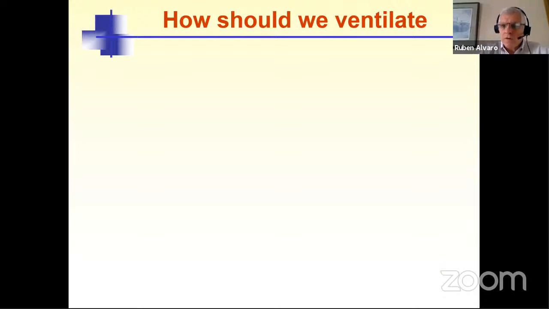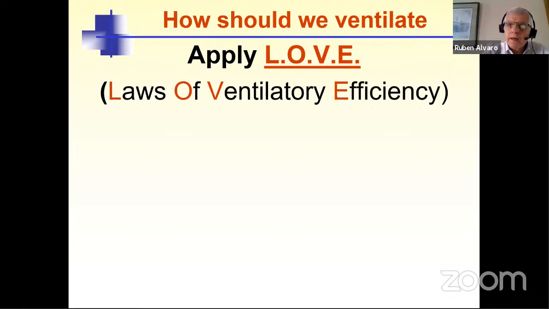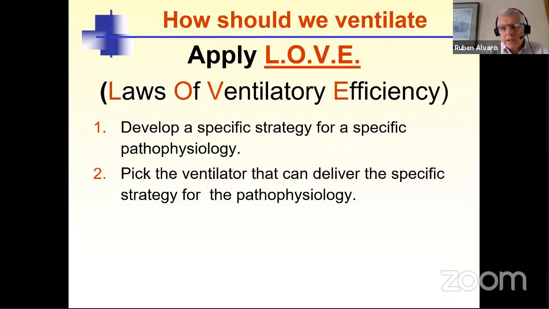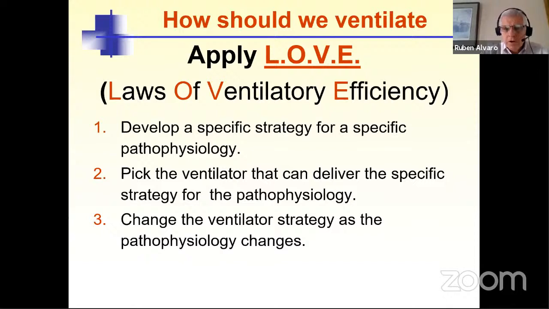So if in general we talk about how we should ventilate infants, usually apply LOVE, L-O-V-E, loss of ventilatory efficiency. First, you need to develop a specific strategy for a specific pathophysiology. So not all respiratory diseases can be ventilated equally. Second, pick the ventilator that can deliver the specific strategy for that pathophysiology that you're dealing with. So not all ventilators are the same and can be used in any respiratory condition. Third, change the ventilator strategy as the pathophysiology changes. So respiratory conditions are not static. They change with time. Many times this can change very fast, even in minutes or hours, especially when you have a baby with HMD that you give surfactant, and the lungs can change quite dramatically over a short period of time.